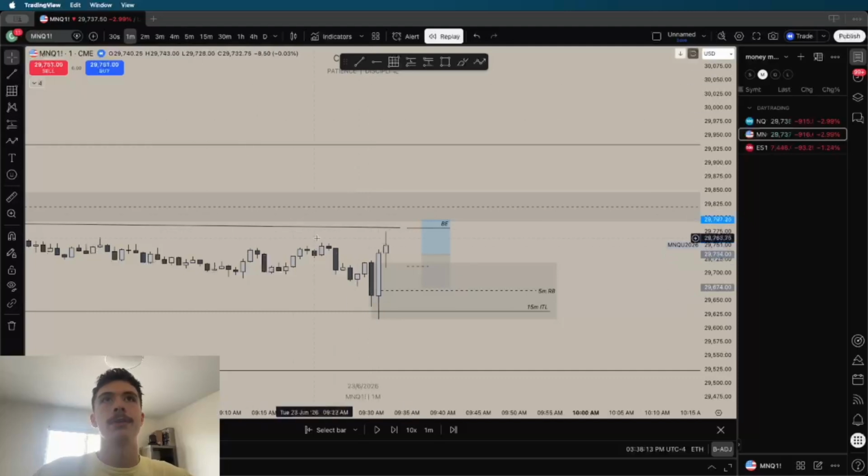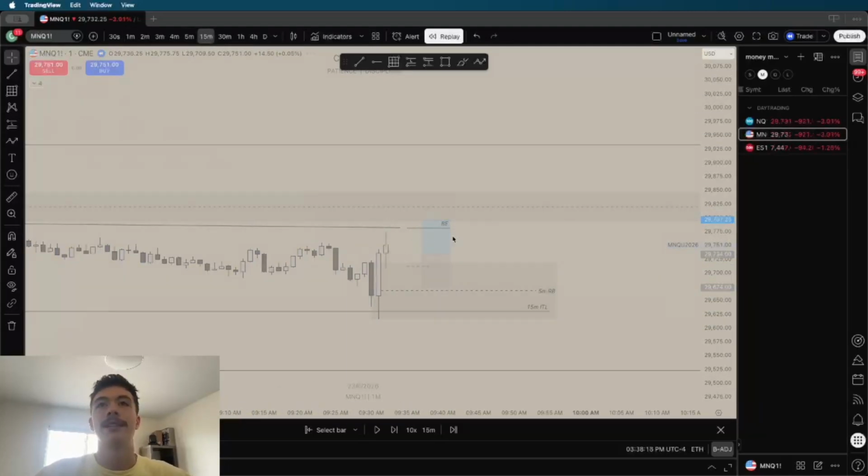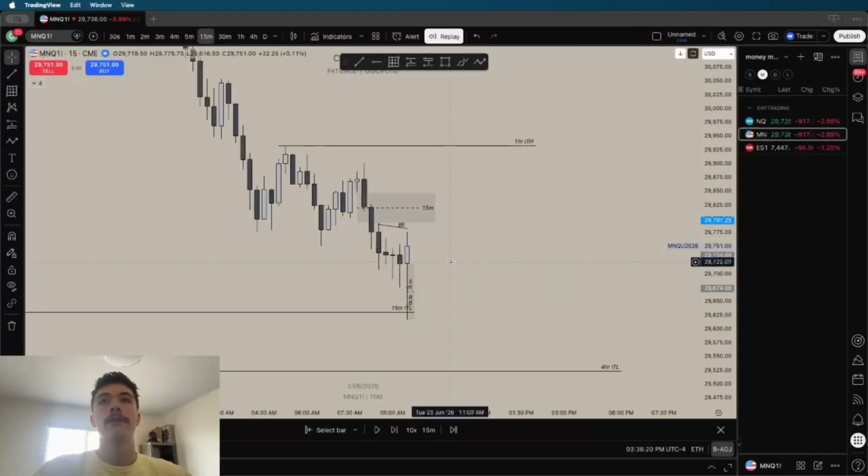We take out these 15-minute intermediate lows. We get a V-shaped reaction. We have this 15-minute gap that I want to see get filled and sent down, or if it's just going to go right through it.